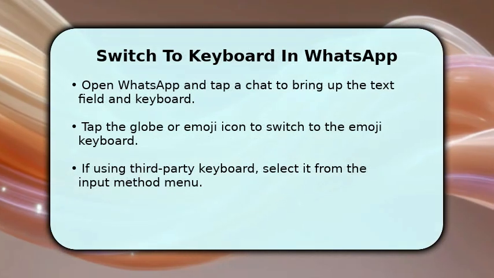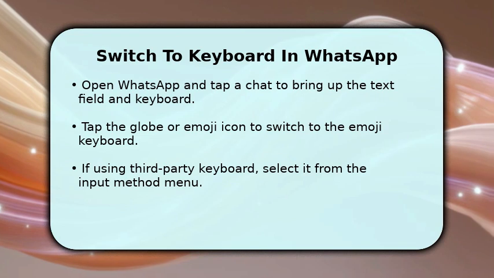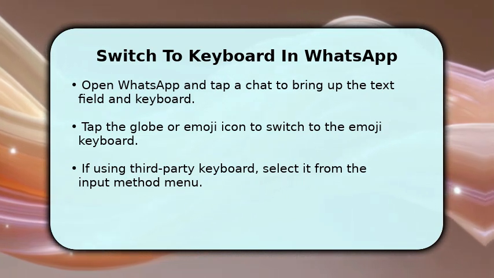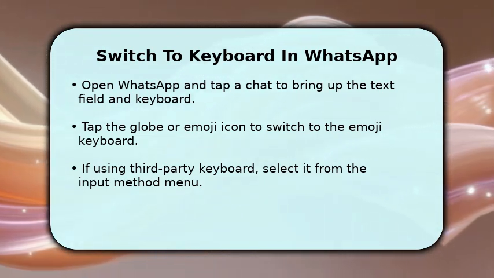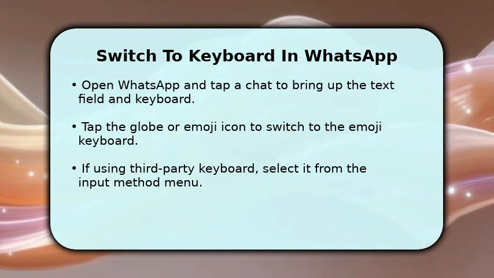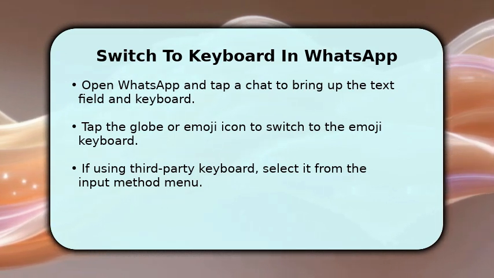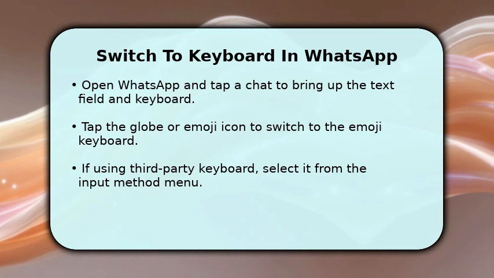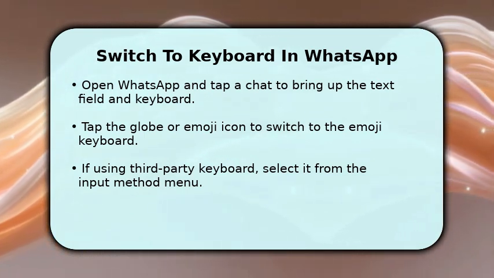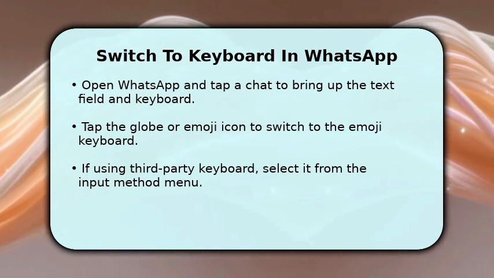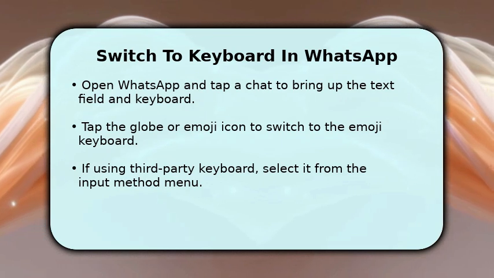Now move into WhatsApp and open any chat so the keyboard appears. This is where you'll actually insert emoji. Tap the globe or emoji icon on your keyboard to switch instantly to emoji mode because WhatsApp uses the active keyboard for emoji input. If you installed a third-party keyboard like Gboard, long press the spacebar or tap the keyboard icon to pick it from the input method list. Once switched, you'll see categories and recently used emoji. Use them to speed up messages and convey tone more clearly.